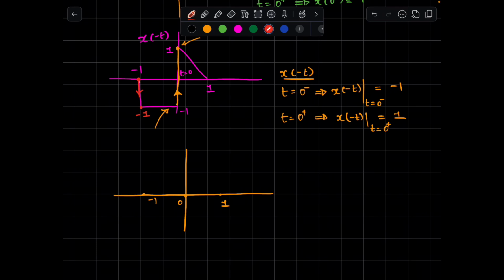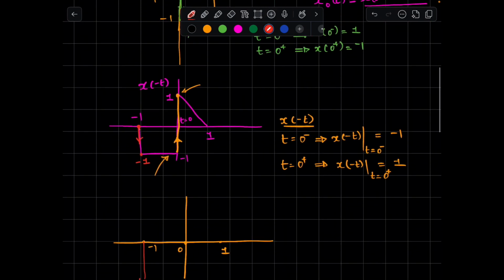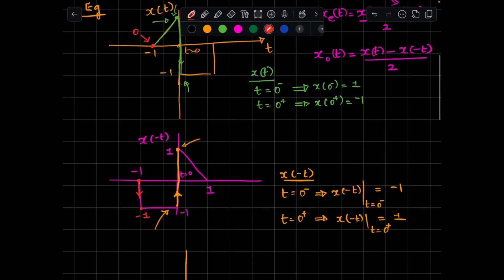So 0 plus -1 is -1. So it is also jumping to -1 because the second signal is jumping to -1. Next we need to see what happens at t equal to 0. As I told you, at t equal to 0, x of t is jumping and also x of minus t is jumping. We need to consider our cases, that means at 0 minus and 0 plus.